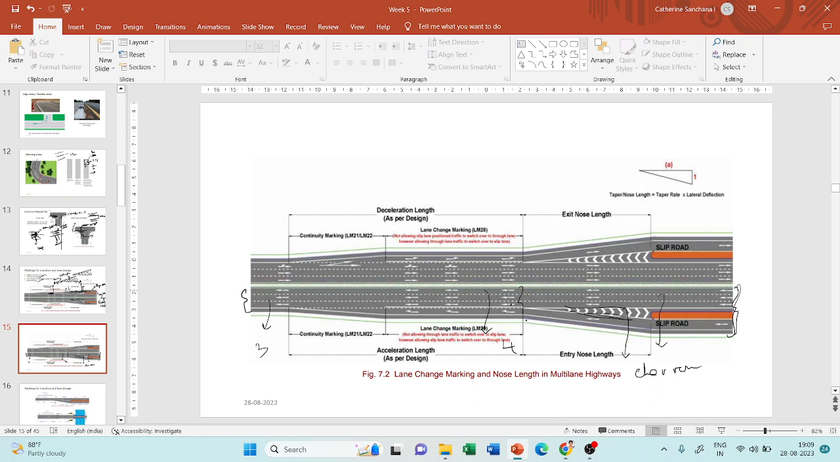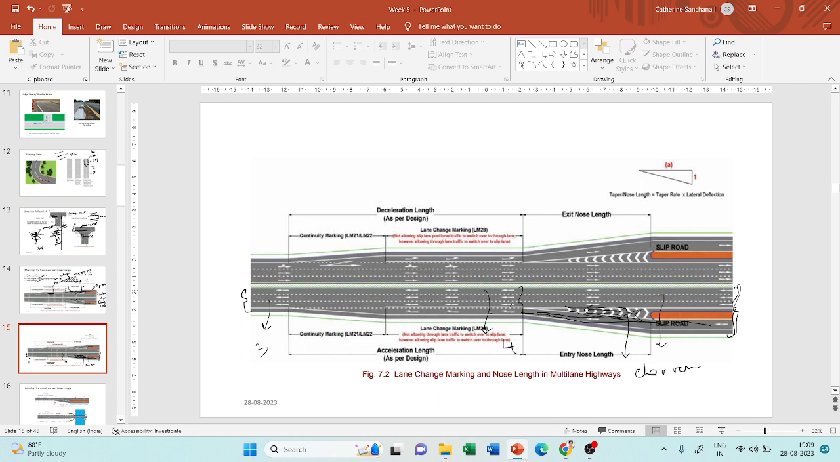Now say you're coming from the slip road, so it guides you. Had this not been provided, you would have simply tried to move inside this traffic lane, which is what we call merging. You would try to merge into the existing road abruptly. So in order to make a smooth transition, they are guiding you using these chevron markers.